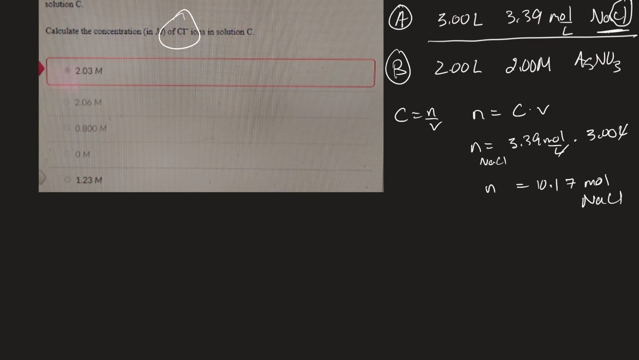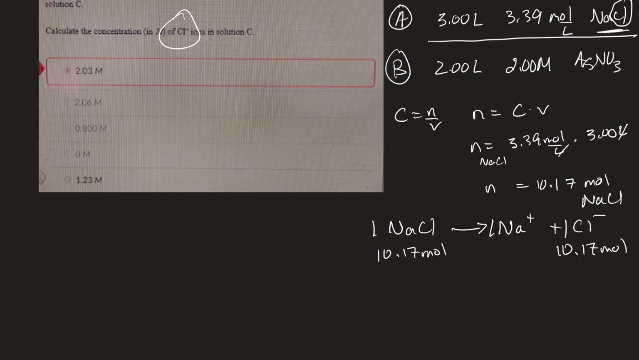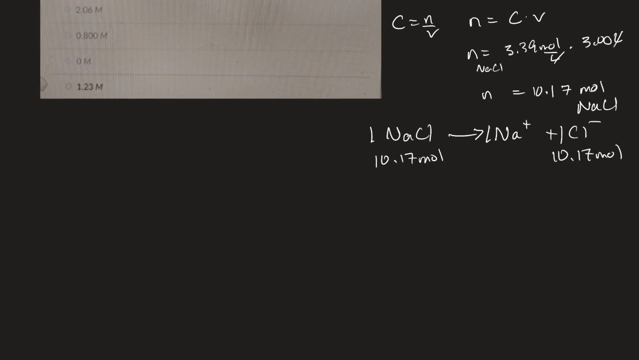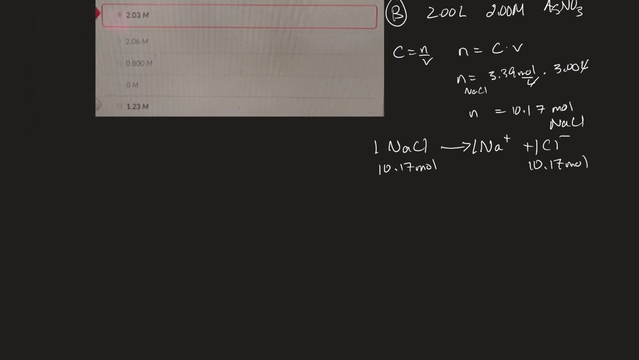Now I can use the dissociation to figure out how many moles of chloride ions I have, because sodium chloride in water dissociates into sodium ions and chloride ions, and it's all a 1:1:1 ratio. So if there's 10.17 moles of sodium chloride, there will be 10.17 moles of chloride ions. So that's the total number of moles of chloride ions that I have.